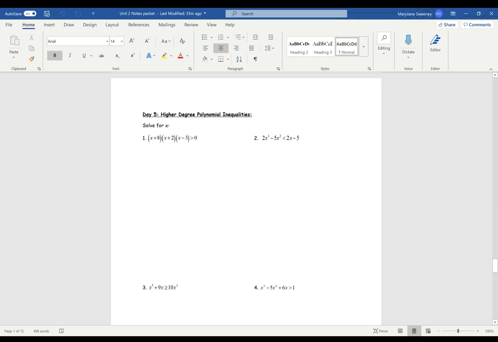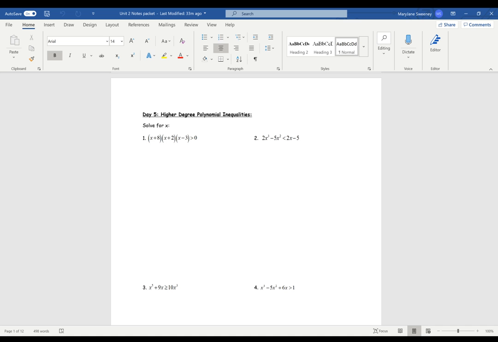Okay. All right. Day 5. So day 5 is really more of day 4, except that we are going to have higher degree polynomials. So, maybe like an x to the third, x to the fourth, x to the fifth, anything like that.